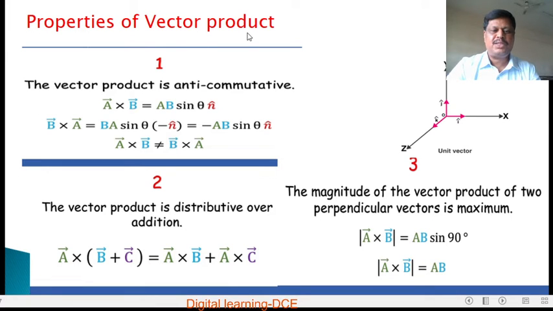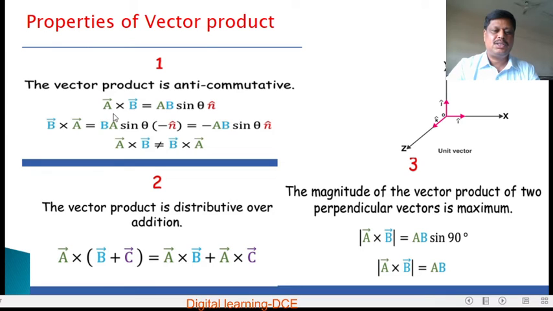What are the properties of the vector product? The first property is that the vector product is anti-commutative, whereas the scalar product is commutative. Commutative means A dot B is equal to B dot A, but here A cross B is not equal to B cross A; rather, A cross B is equal to minus B cross A. That is why it is called anti-commutative.